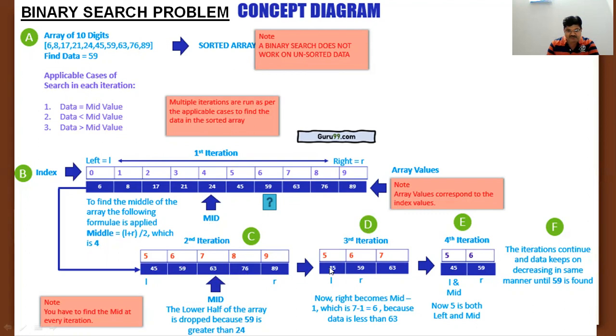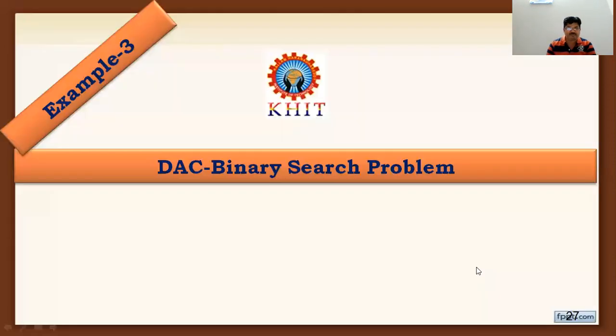In the third iteration, we consider this part only. Again we need to find the middle element of the array. Here the middle element of the array is 59, and the searchable element is 59. So 59 is equal to 59, and we get the desired output. In this way, we can find the desired output.